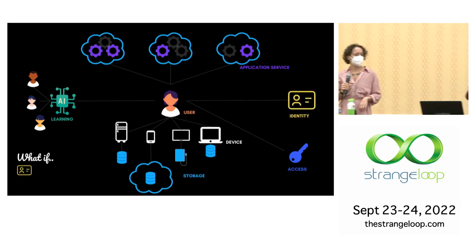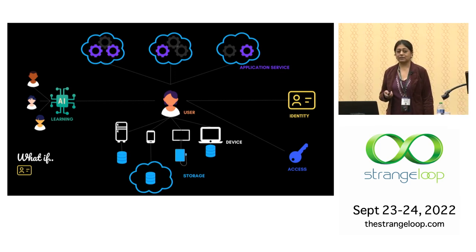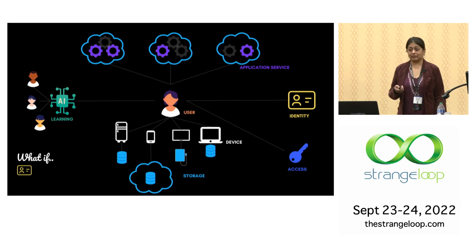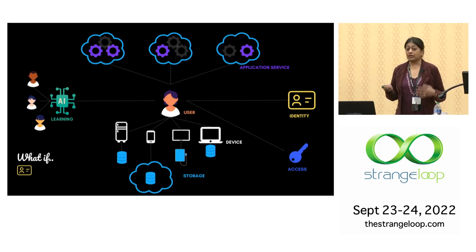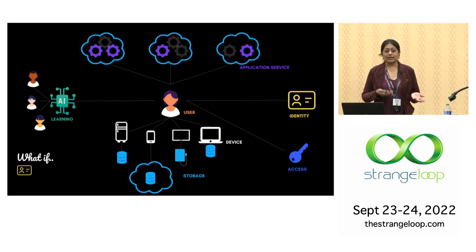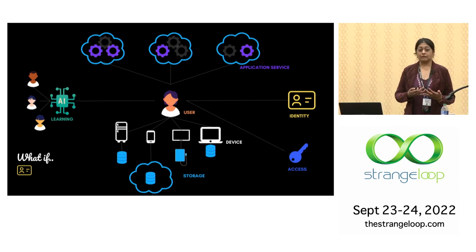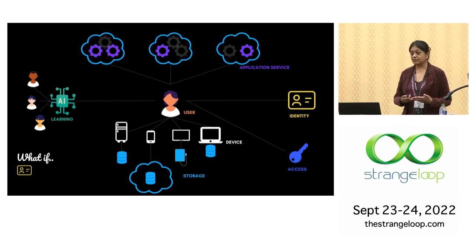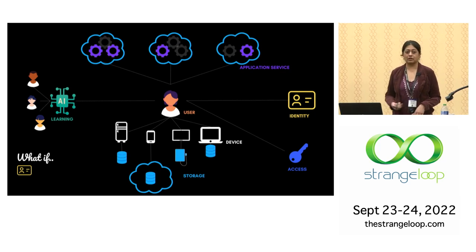And finally, what if Alicia chooses her own identity provider? Not an identity provider that an application service decided to choose for her, or not an identity provider that a device vendor chose. It's actually an identity provider that she chose for herself, one that she trusts, one that she believes will protect her identity, vouch for who she is, and protect her personally identifiable information as well.